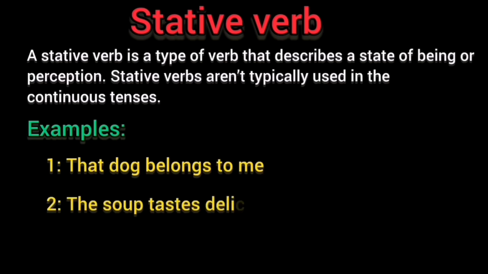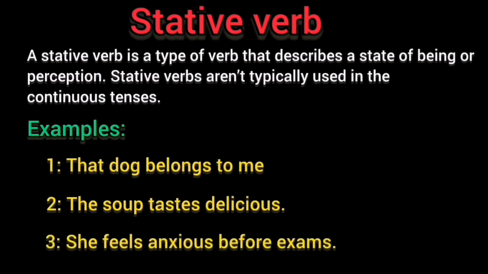The soup tastes delicious. Observe, the verb tastes is a stative verb because it shows a state of the soup. Simply, you can say that it shows a state, so that is why it is called a stative verb.